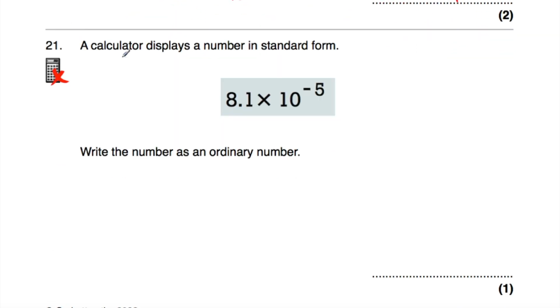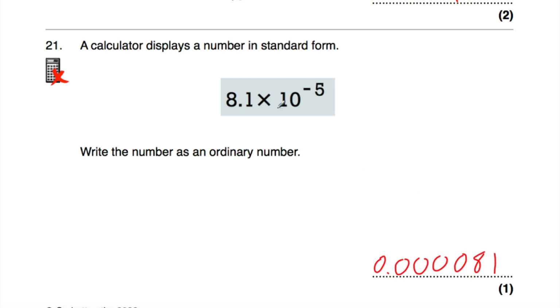Okay, so question number 21 says a calculator displays a number in standard form, so it displays this number, and we've been asked to write the number as an ordinary number. Okay, so one way to do this, because the power is -5, we know it's a very small number. And because the power is -5, we know there's going to be 5 zeros at the front. So it's going to be 1, 2, 3, 4, 5. And then we've got the 8 and the 1. And then we just need to put the decimal point in.